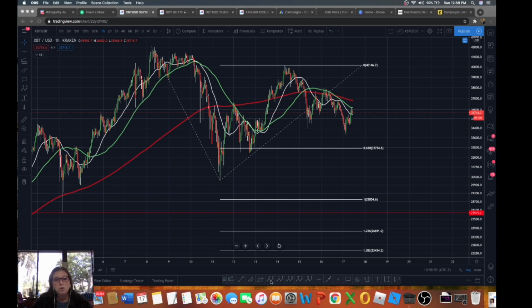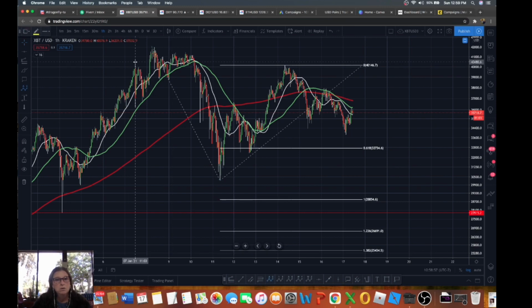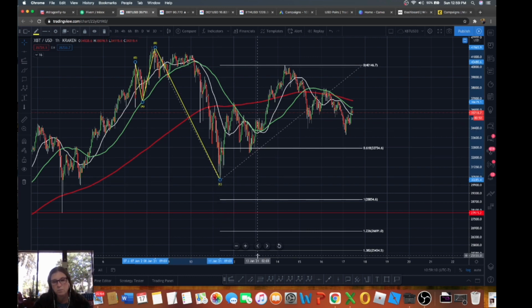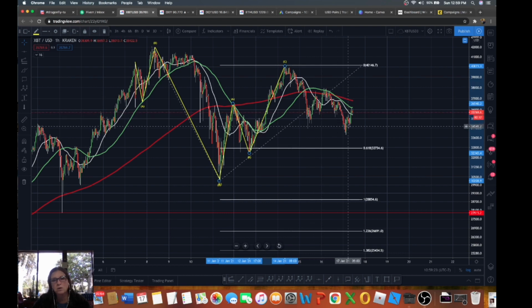So starting out, I see here an A, a B, and a C, which is called an expanded flat. The C came a little deep, but that happens a lot in these leveraged markets. I see an A here, a B, and a C. Now this is where we currently are.